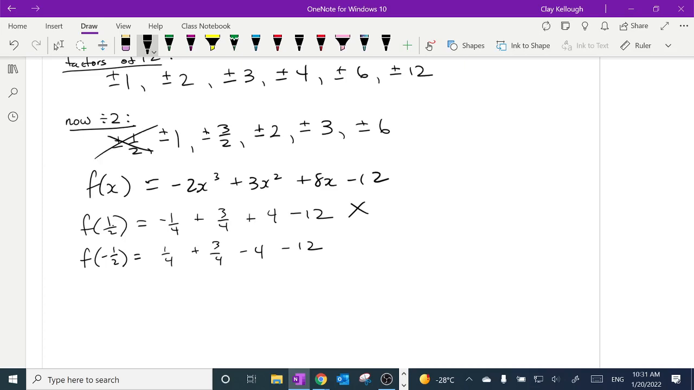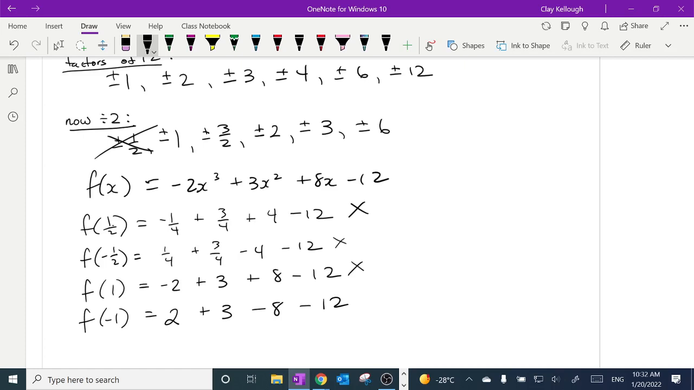Let's try the ones. Let's try f of positive 1. So that would be -2 plus 3 plus 8 minus 12. -2 plus 3 is 1. 1 plus 8 minus 12. No, it's not that one either. Let's try f of -1. Negative 1 would make this positive 2, positive 3, minus 8, minus 12. Oh man, we're getting colder.